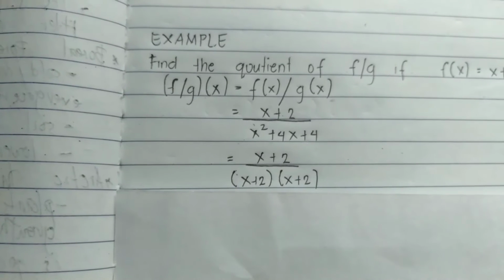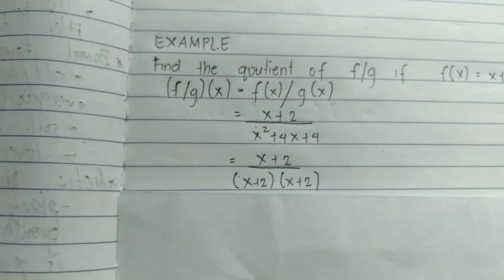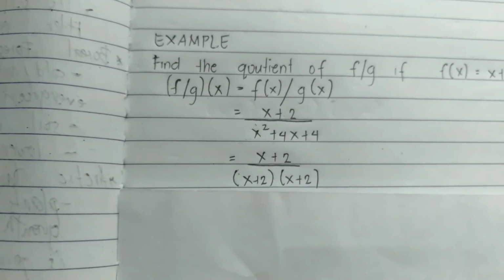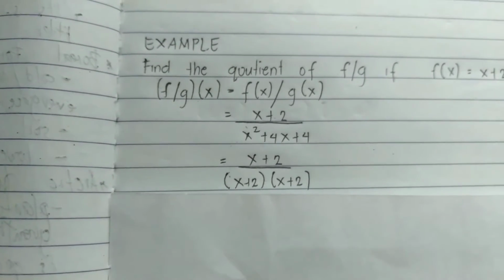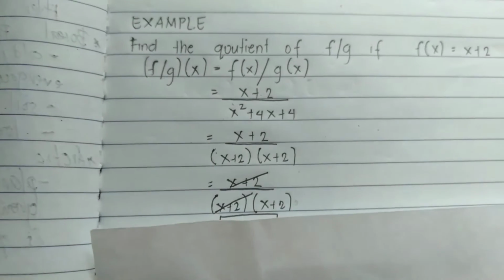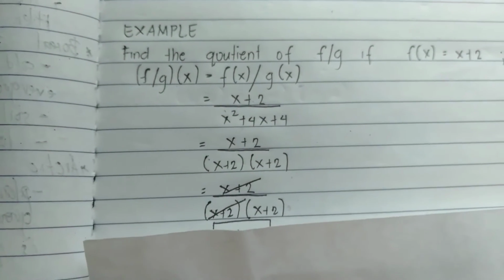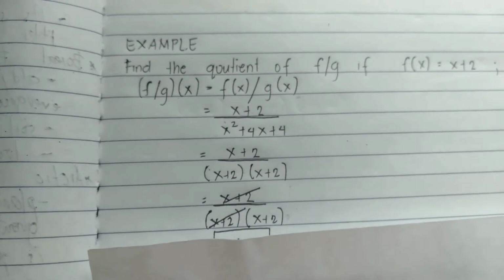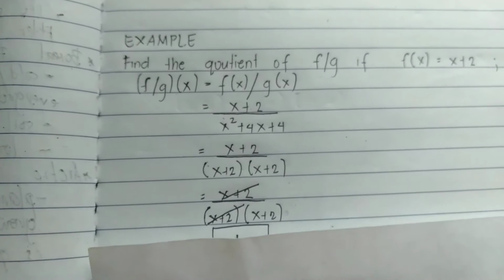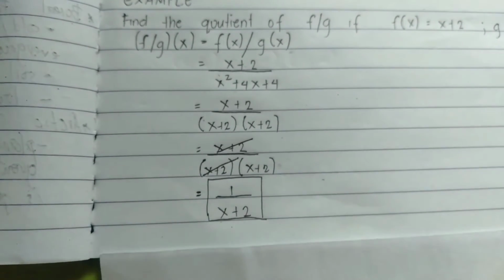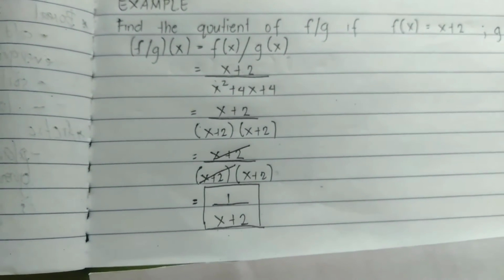Then factor the denominator. X plus 2 is over x plus 2 times x plus 2. Then divide the numerator by the denominator. X plus 2 divided by x plus 2 is equal to 1. So the answer is 1 over x plus 2.